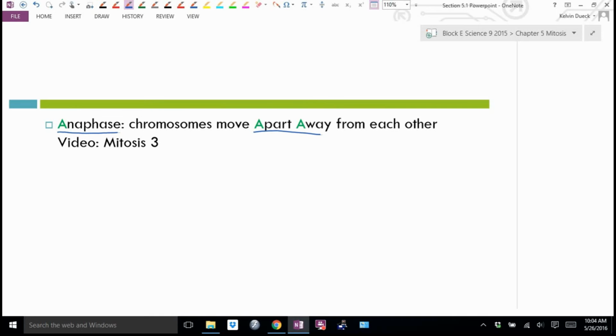So how do I remember anaphase? Away apart. Anaphase, letter A, away apart. Metaphase, middle. Chromosomes are in the middle. Prophase, preparing to divide. I got cool videos of all of these, but we're going to get to them later. So anaphase, away apart.